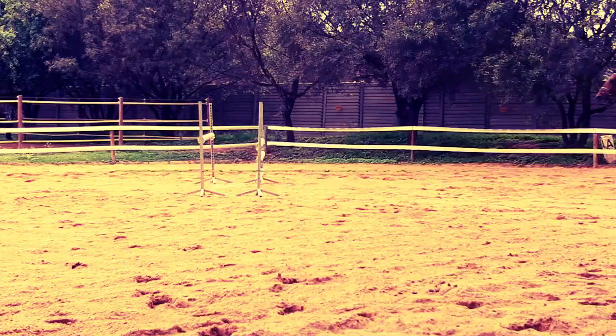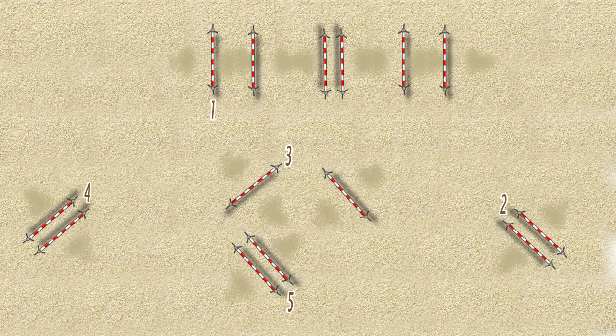Okay, so the setup is a little complicated. You need to take care that some jumps don't get in the way of the path you need to ride around this exercise. My advice is to lay the poles out first and then check that there aren't any jumps in the way before you build them.